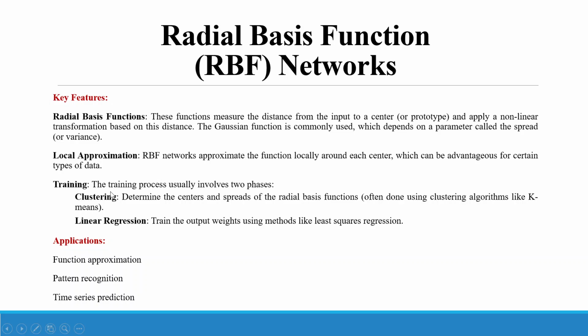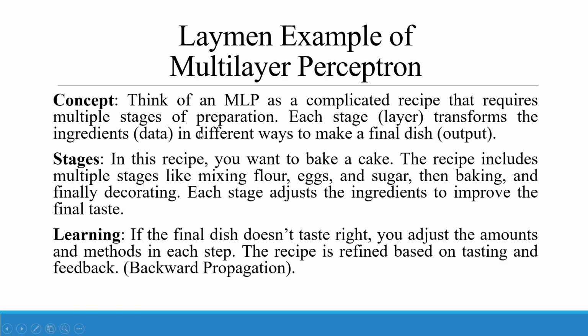Training. The training process usually involves two phases. Clustering: determine the centers and spreads of the radial basis functions, often done using a clustering algorithm like k-means. Linear regression: train the output weights using methods like least squares regression. Application: function approximation, pattern recognition, and time series prediction. Now let's understand the concept of multi-layer perceptron and radial basis function in the next slide.